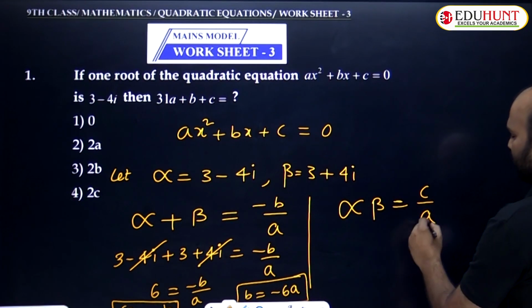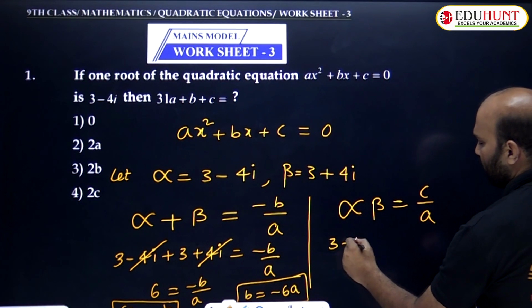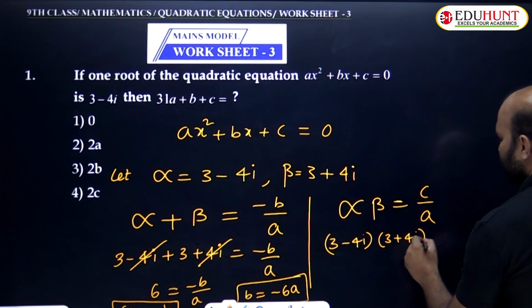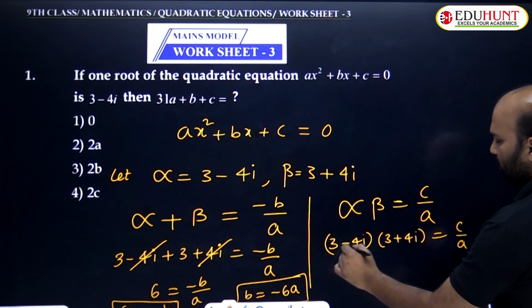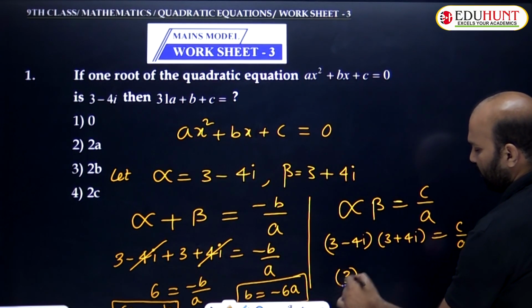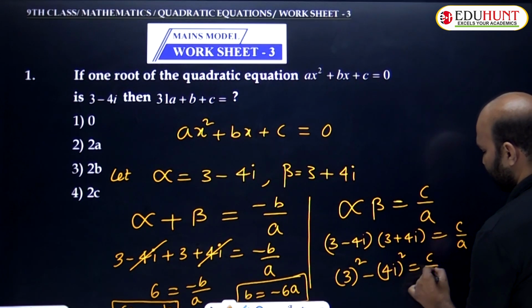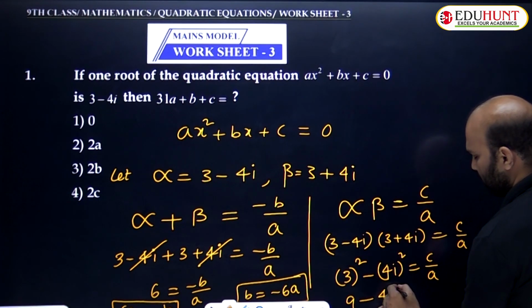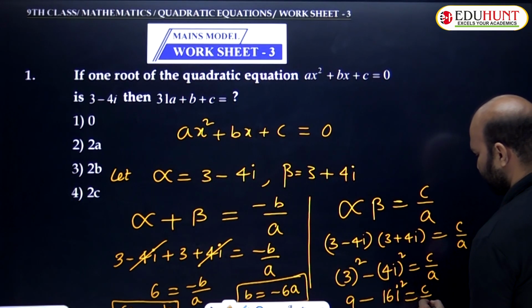Now alpha into beta equals c by a. They are multiplied together: 3 minus 4i into 3 plus 4i equals c by a. Using the (a minus b)(a plus b) formula, a square minus b square, we get 3 square minus (4i) square equals c by a. 3 square is 9, and 4 square is 16, so 9 minus 16 into i square equals c by a.